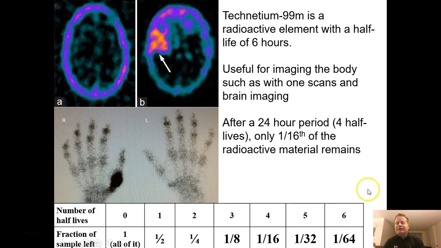So over the course of a day, a 24-hour period, that's going to be 6 hours times 4, right? So in other words, 4 half-lives will have occurred. So after one half-life, half the sample's gone. 2 half-lives, a quarter of the sample is still there. After 3, an eighth of the sample. And after 4 half-lives, a 24-hour period, if each half-life is 6 hours, only 1/16 of the radioactive material is still in your body. So extremely useful for that, and that's the reason why we use it for that, essentially.